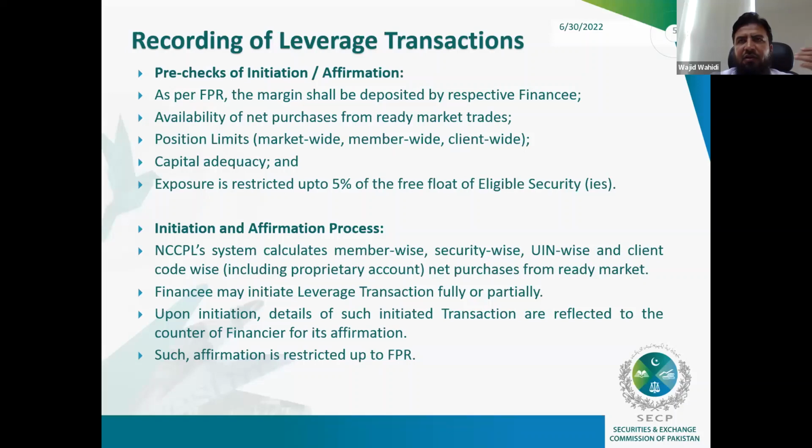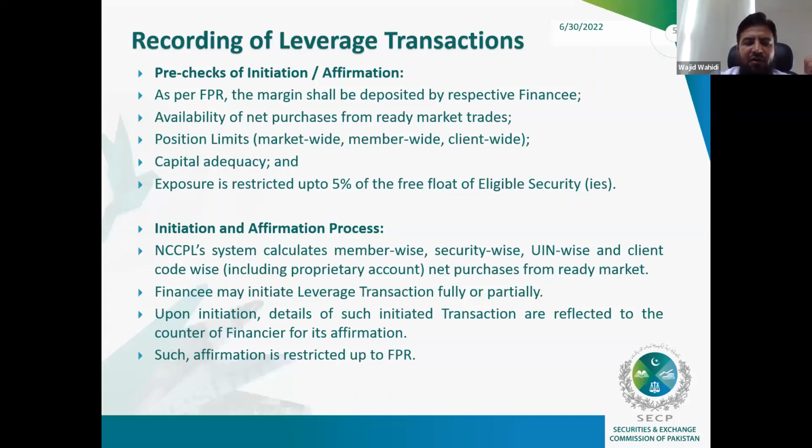After the execution of the trade, say I bought 1,500 shares of OGDC, then I initiate the transaction towards the financier. NCCPL systems facilitate me to initiate the transaction. The financier may initiate the leverage transaction fully or partially. I can take leverage on all 1,500 shares bought, or partially. Say I have funds for 500 shares and for the rest of 1,000 shares I want a leverage facility. Based on my risk appetite and liquidity, I will arrange the financing through these products.